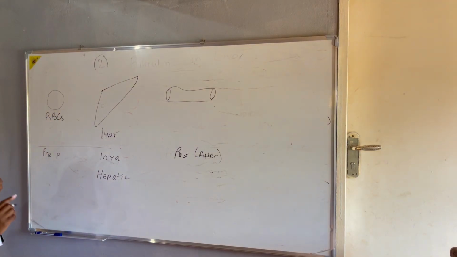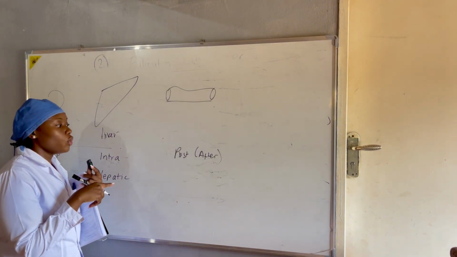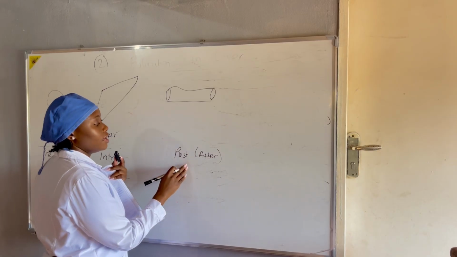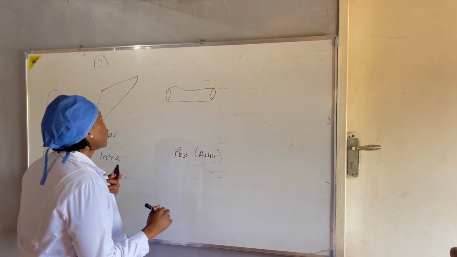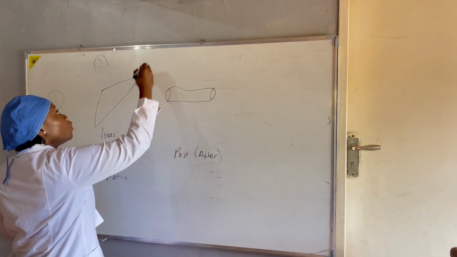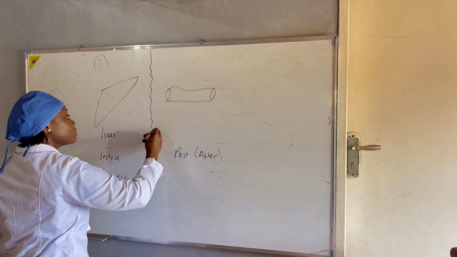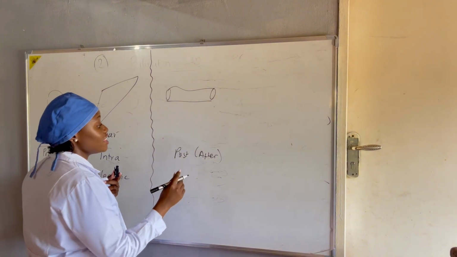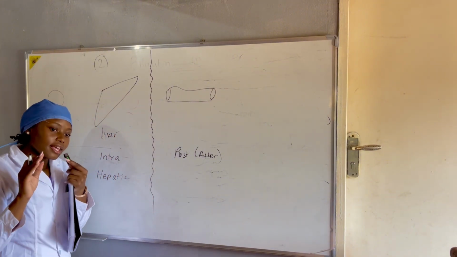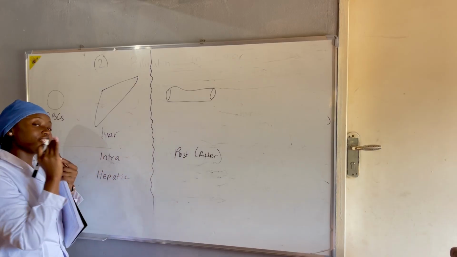So now, the reason why they do this is because they want to understand where the problem could have been. Is the problem in the red blood cells, or is it in the liver, or is it within the ducts? So we're going to separate it like this. Why? If the problem is within the ducts, then it means everything else here went quite well.